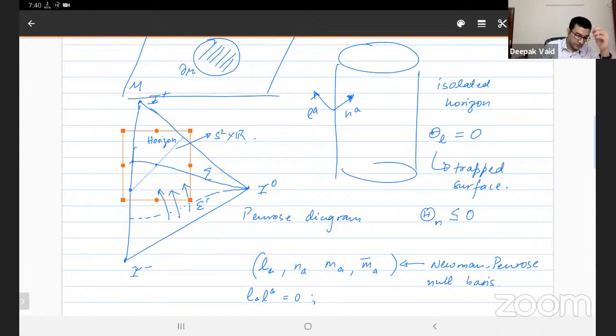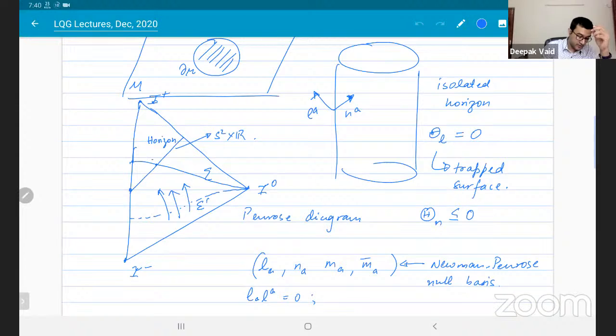On the other hand, the isolated horizon is just this part. This is the isolated horizon. So isolated horizons correspond to spatial sections of your full event horizon.